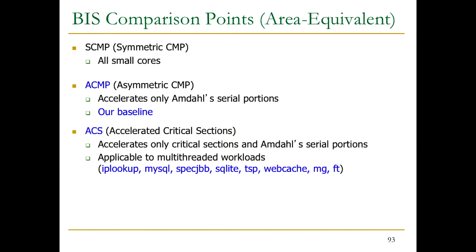Okay, this is the baseline. This is accelerated critical sections. So it turns out accelerated critical sections accelerates only critical sections and Amdahl's serial portions. It's applicable to multi-thread workloads, but it doesn't do anything about the barriers, right?